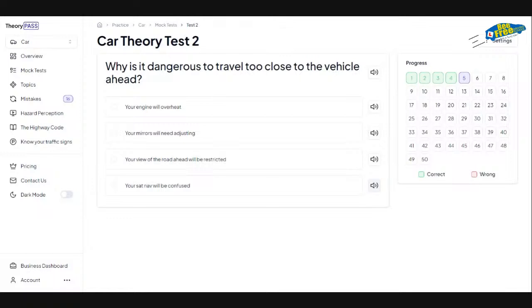And I will give you a tip. When you're doing your theory test, make sure you have your headphones on so that you can listen to the questions being read. I feel that it really helps you to stay focused and make sure that you read the questions correctly. So, why is it dangerous?